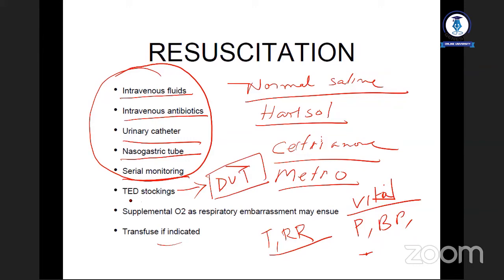What do you mean by TED? Thromboembolic deterrent stocking. It's not important. You don't have to learn all these things, but if you know this, it is good. Thromboembolic deterrent stocking. Why are these needed? For deep vein thrombosis. But usually in Bangladesh, these are actually rare, so you don't have to talk about it. But keep it in your mind that you may have to do this. It's always a very good practice, because many of the good hospitals actually do this, especially in the elderly patients. Supplemental oxygen, transfusion if needed.